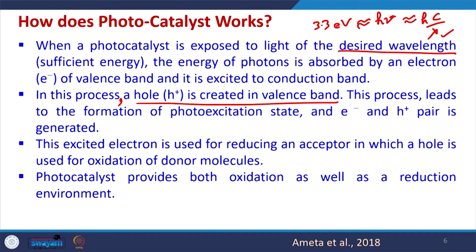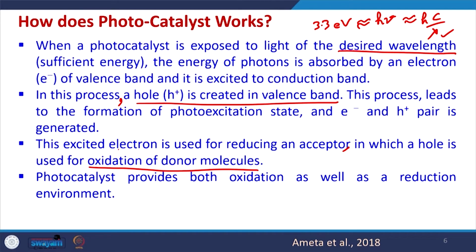This process leads to the formation of the photoexcitation state, and an electron and hole pair are generated. This excited electron is used for reducing an acceptor, whereas a hole is used for oxidation of a donor molecule. So now this electron can be used for reduction and this hole can be used for oxidation. This way we can perform different processes using this electron hole pair.